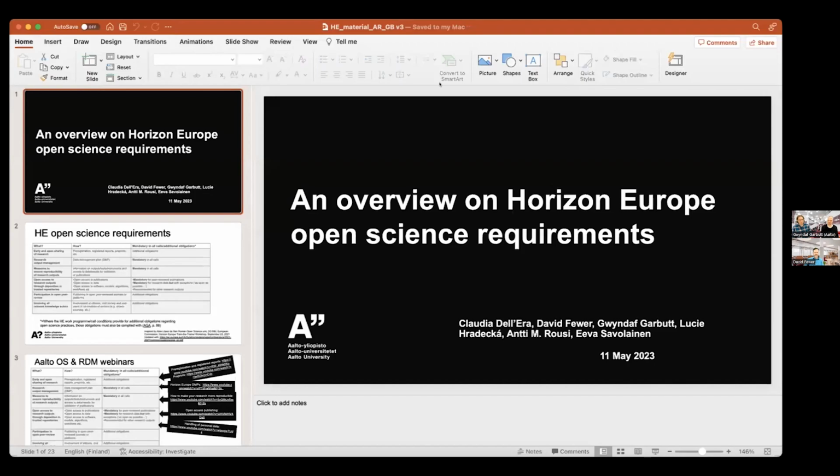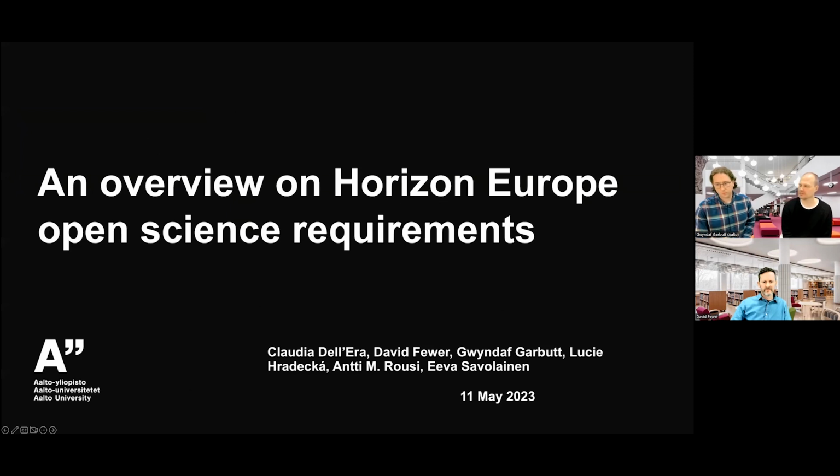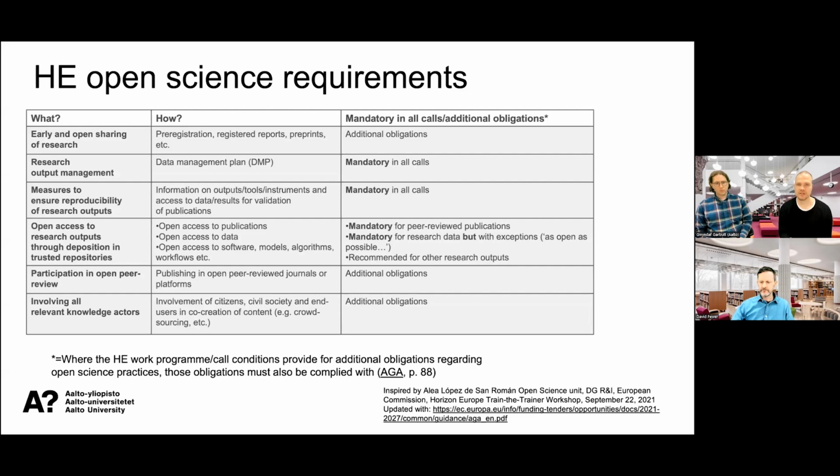So the next segment is about Horizon Europe. I'll start briefly with the requirements, and then Gundaf will talk about how to incorporate those elements into your proposal. I'm Antti Rousi, and I work as a data advisor, but I mostly coordinate different teams, and I coordinate the team of data agents here at Aalto. I'll give you a brief overview of the Horizon Europe open science requirements first.